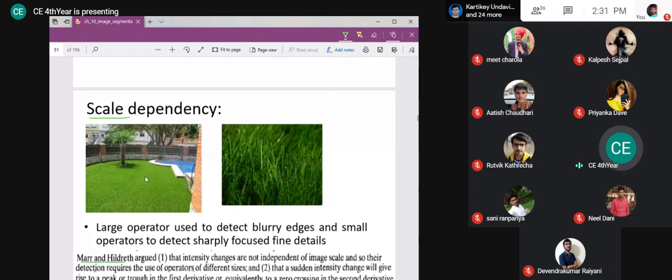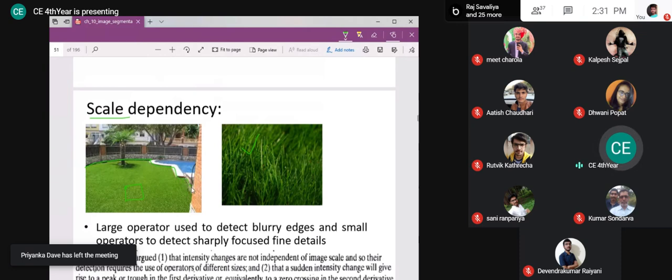So what is the scale dependency that you can see here? What I want to identify in this image, this one is the zoomed in version of this portion. If I zoom in, I am going to get this. Now, if I want to find out edges here, what is my expectation? I am expecting these blur edges. When I say I want to do image segmentation, I want to segment this garden part from this pool part, or I want to identify this garden part.